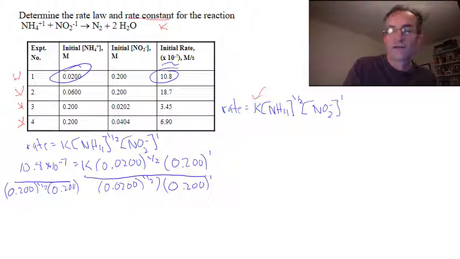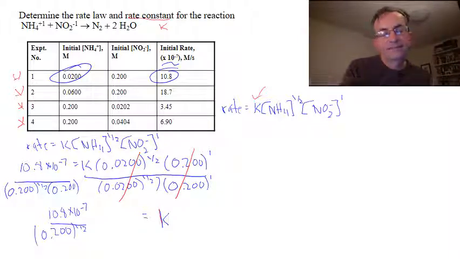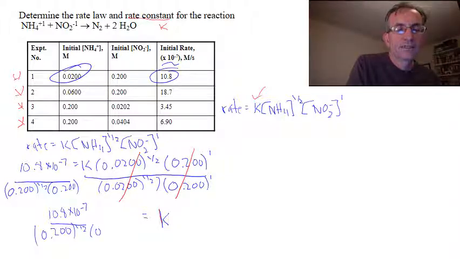All right, so why is that helpful? Because now over here, right, these guys cancel. And we're left with this. K equals 10.8 times 10 to the minus 7 divided by 0.2 to the half power. So just so you remember, half power is like the square root. So if you're not sure how to do that in your calculator, you can ask me, I'll show you. And then divided by also 0.2.